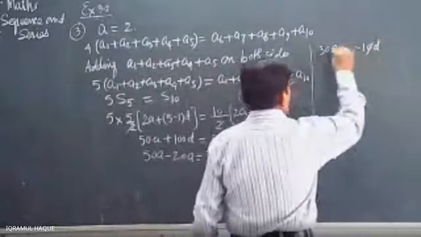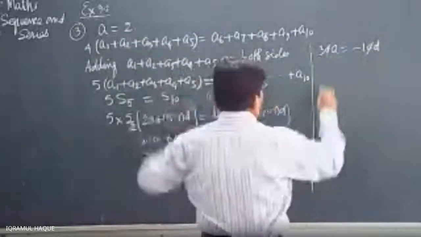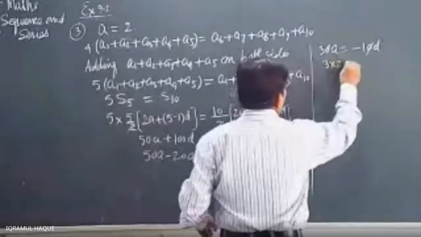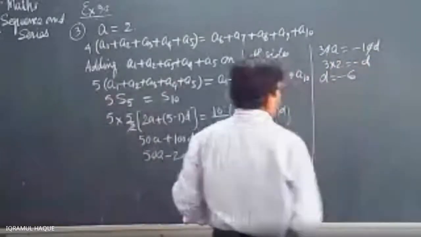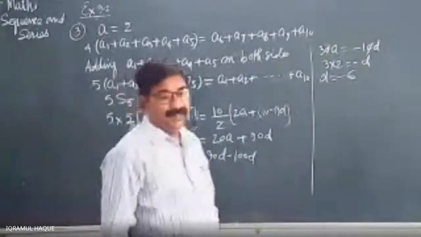The zeros will cancel. Put the value of a. 3 into 2 is equal to minus d. So d is equal to minus 6. So we have got a and d.